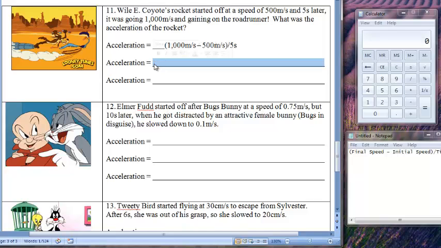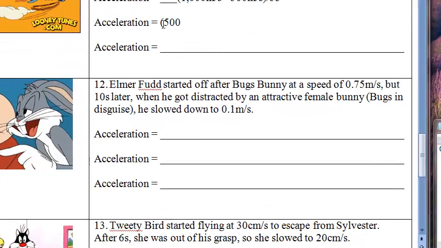In order to solve this, I do the parentheses first. 1,000 minus 500. When you do that, you should end up with 500 meters per second, and that's still divided by 5 seconds. When I divide 500 divided by 5, I should end up with 100, and my units are meters per second squared. Meters per second per second.